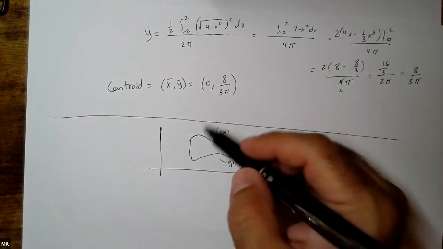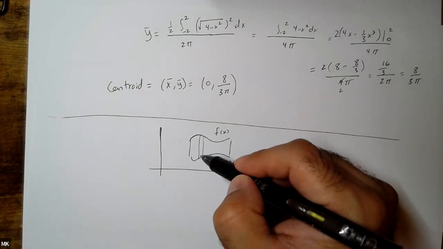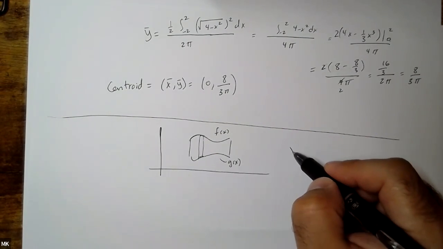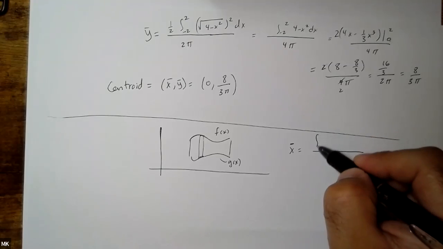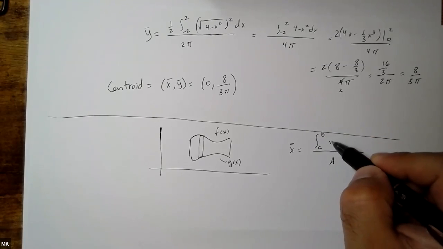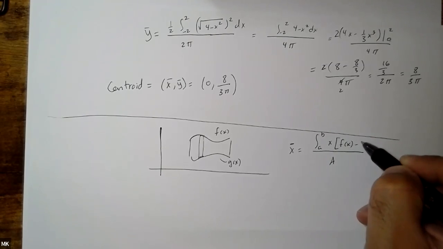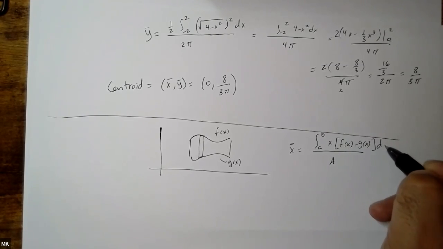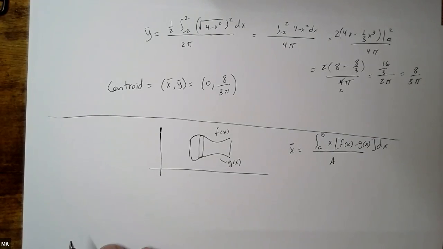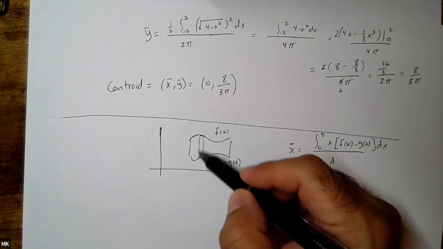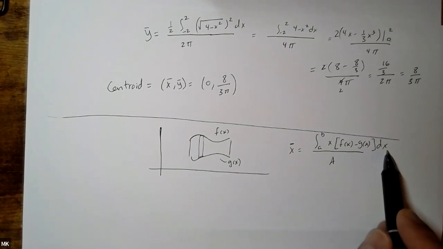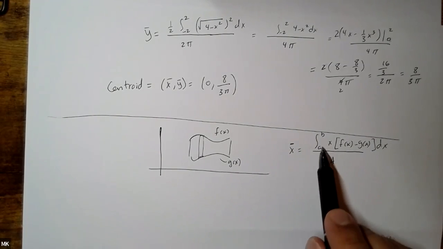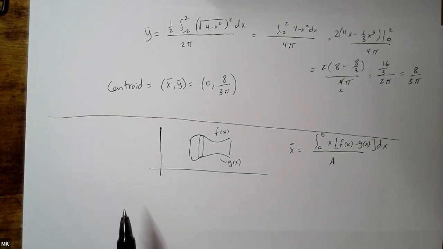As you would expect, x bar doesn't change because you're just doing the difference between them. So for the x bar, you still get 1 over the area times the integral from a to b of x times f of x minus g of x dx. That's what you would expect, because your height now is going to be f minus g, your width is going to be delta x. The rho cancels out with the rho at the bottom, and then x times that is your x bar.